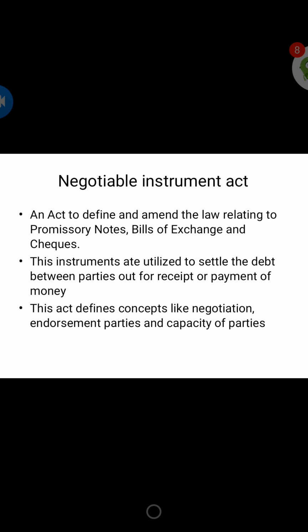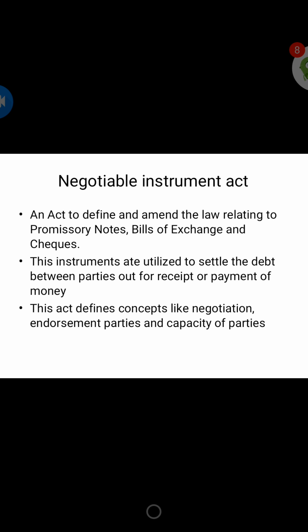The next is the Negotiable Instruments Act. Before going to this Act, we shall understand what negotiation is. Negotiation is a strategic discussion that resolves an issue in a way that both parties find acceptable, right? What does it mean? There will be no argument. All the parties involved in the transaction will agree in the form of a compromise. This we call negotiation.